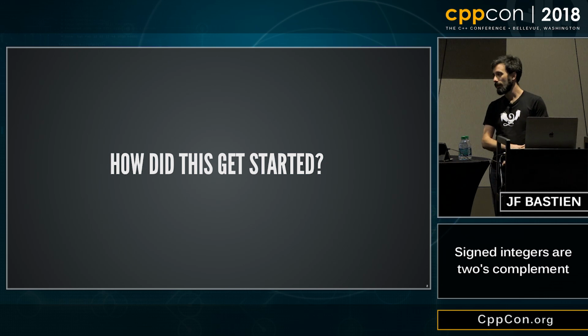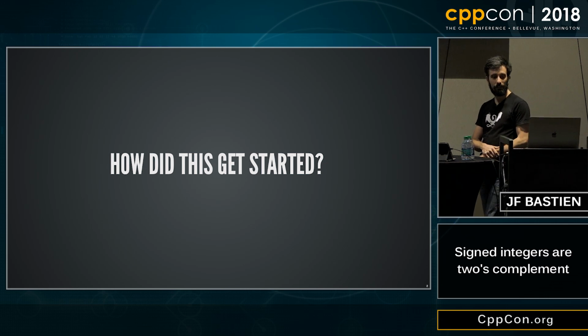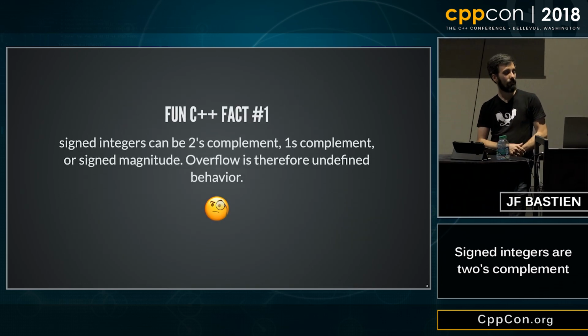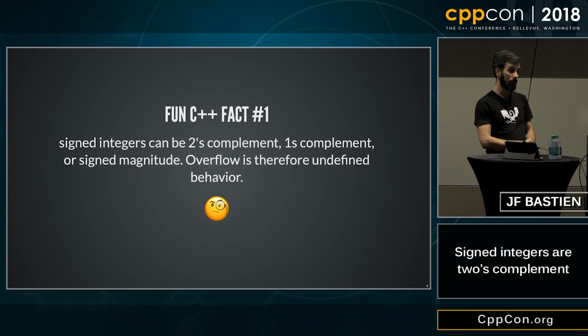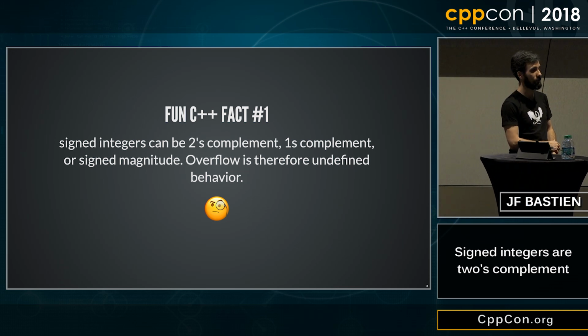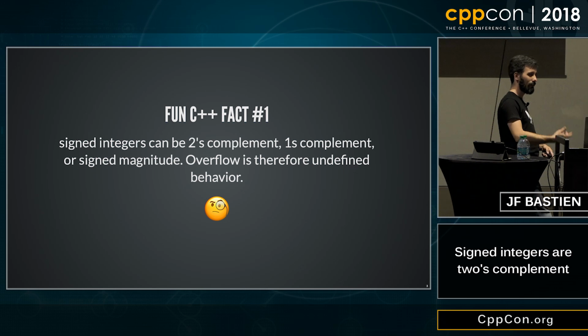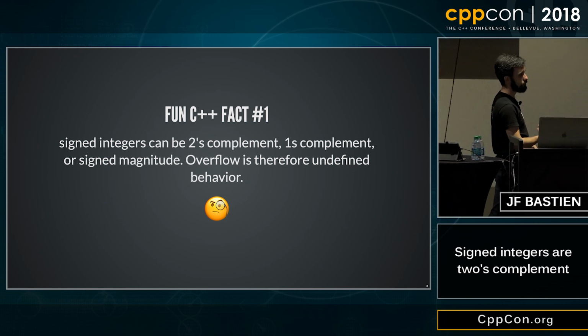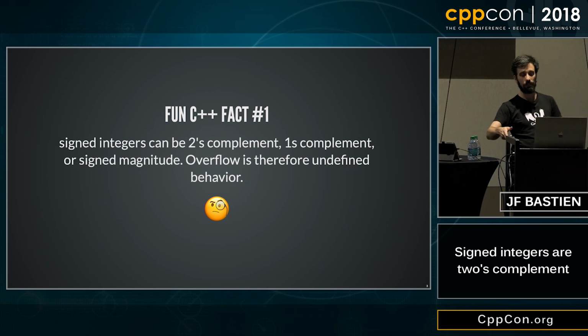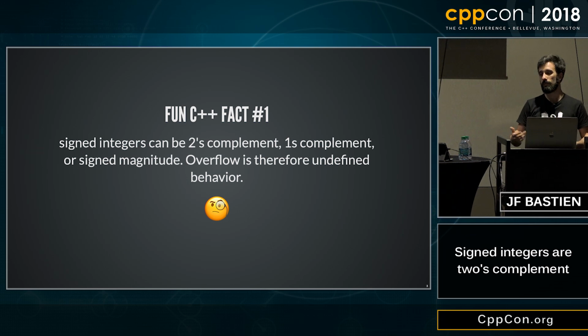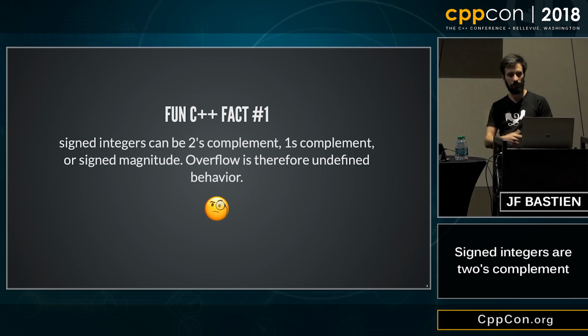A few months ago, I tweeted out this thing where I said, hey, fun fact number one, signed integers can be 2's complement or 1's complement or signed magnitude, and overflow is therefore undefined behavior, right? The rationale that the standard has is that it's undefined behavior because if you have these three representations, then you don't really know what's going to happen when you overflow, right? So that was kind of the rationale.